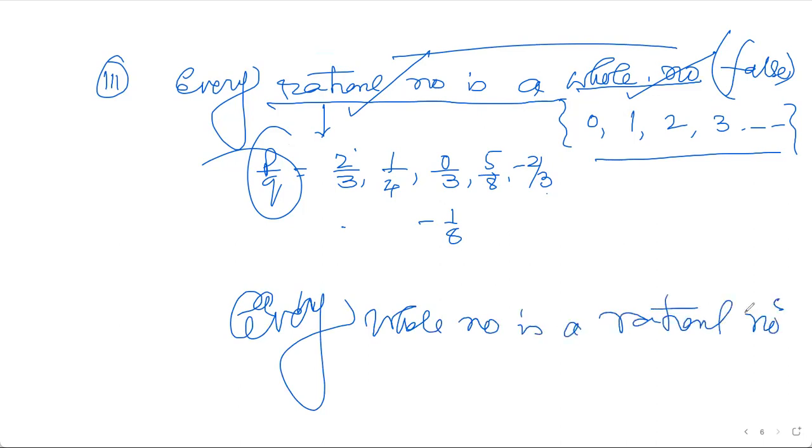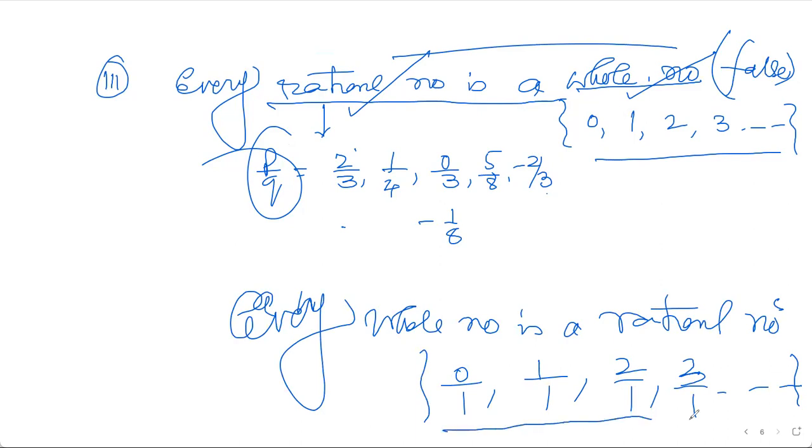rational number. Because if you write 0, 0 by 1, if I write 1, 1 by 1, if I write 2, 2 by 1, if I write 3, 3 by 1, I can write 1 in the denominator because it doesn't make any difference. So every time I am finding that these are in the form of p by q, where p and q both belong to integers and q is not equal to 0. So this is a rational number, but they are whole numbers also. So whole numbers can be rational, but every rational number cannot be a whole number because fractions are creeping in and fractions are not associated with the whole number set, and therefore this is gone with the wind.